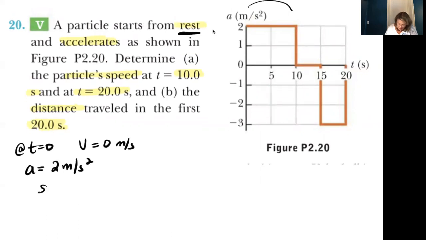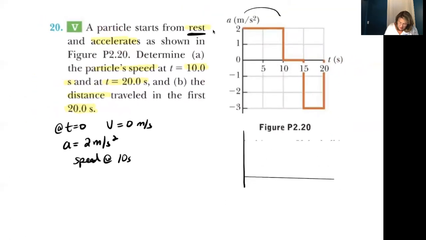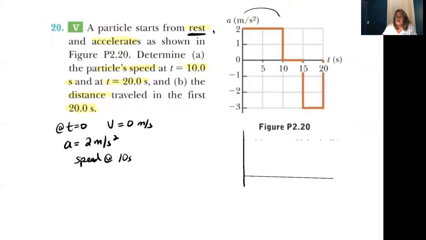And they want to know the speed at 10 seconds. Now, speed and velocity are related to one another. They're essentially the same thing. The instantaneous speed is the magnitude of the instantaneous velocity. Okay, and since this is an instantaneous velocity that they're talking about at 10 seconds, what is the speed? If I find the velocity at 10 seconds, I can determine the speed.